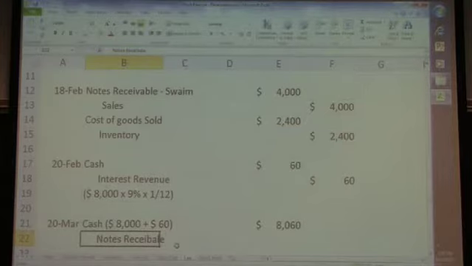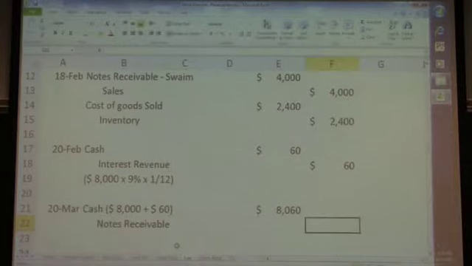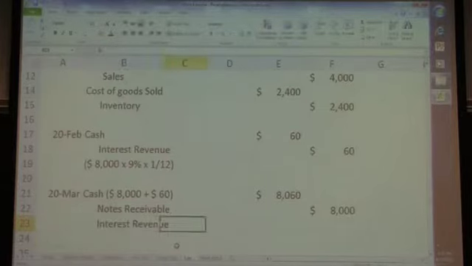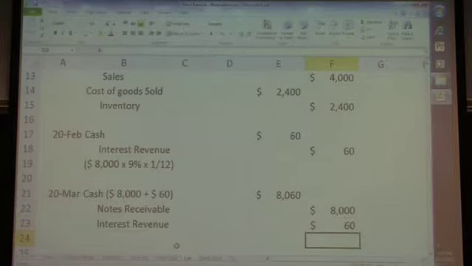So you will be crediting the notes receivable of $8,000 and crediting the interest revenue for the $60.